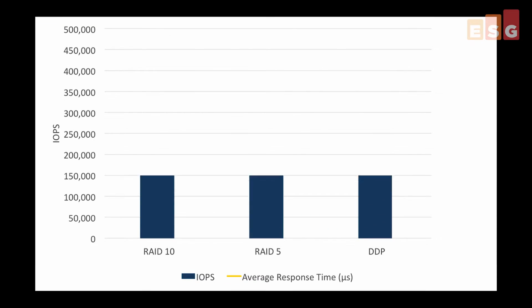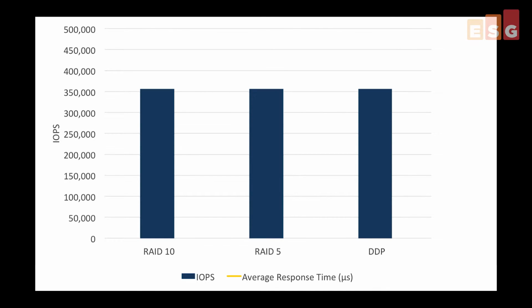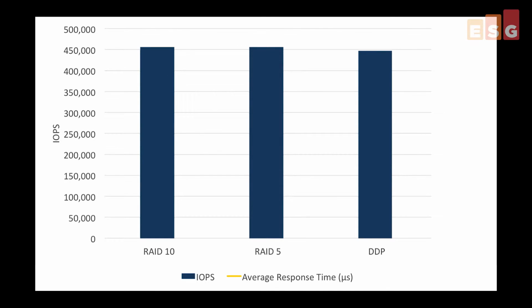ESG Labs started with a testbed consisting of two SQL Server systems connected via 16 gigabit fiber channel to a dual controller NetApp EF560 storage system, configured as a high availability, or HA pair. The goal of this test was to measure performance at an average latency close to 500 microseconds. All three RAID levels delivered about 450,000 IOPS in the 500 microsecond range, and there was not much variance between the response times in each test.